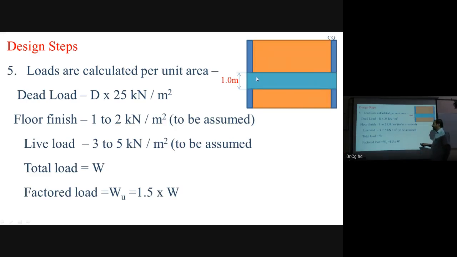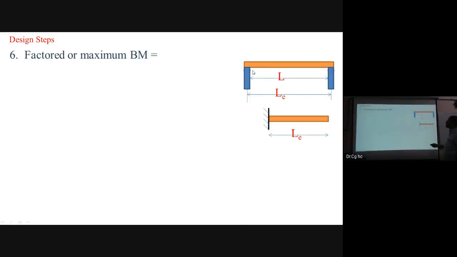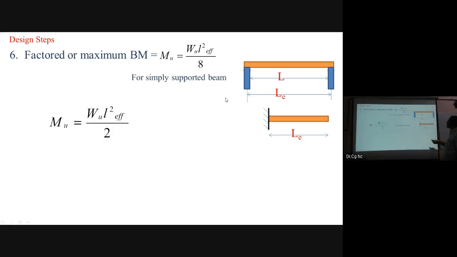We calculated the load. After calculating the load, next we calculate the factored moment, the factored maximum bending moment. We know that bending moment is equal to WL square by 8, for a simply supported beam. This is a simply supported beam, it becomes WL square by 8. This is not WL square by 8 for other cases.